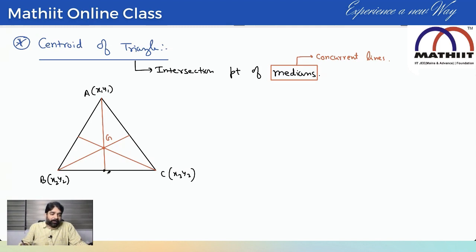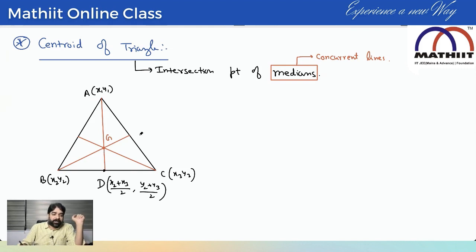Let's say this coordinate I am calling D. If this is D, what is the coordinate of D? D is the midpoint of B and C. That's the definition. So this coordinate will be (x2 plus x3) by 2, comma, (y2 plus y3) by 2. So D coordinate I have, A coordinate I have. I want to know the G coordinate, the centroid coordinate. For that, the most important thing, I should know this ratio. Have you understood the point?